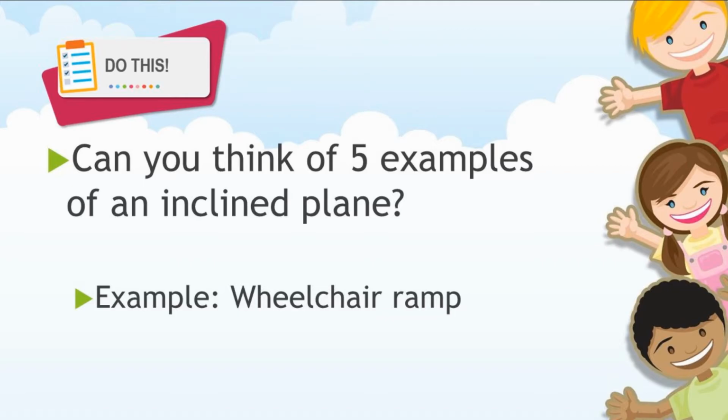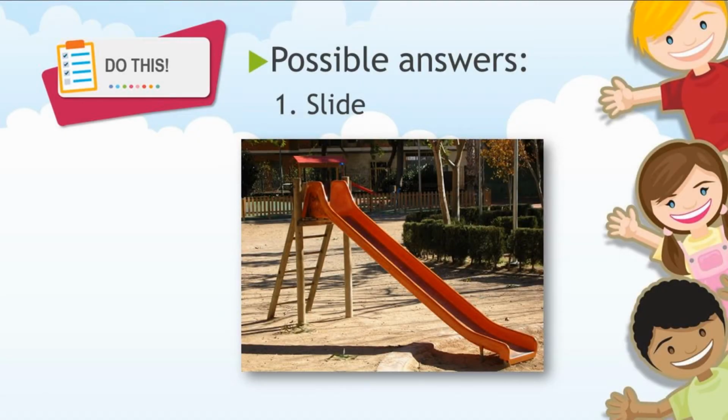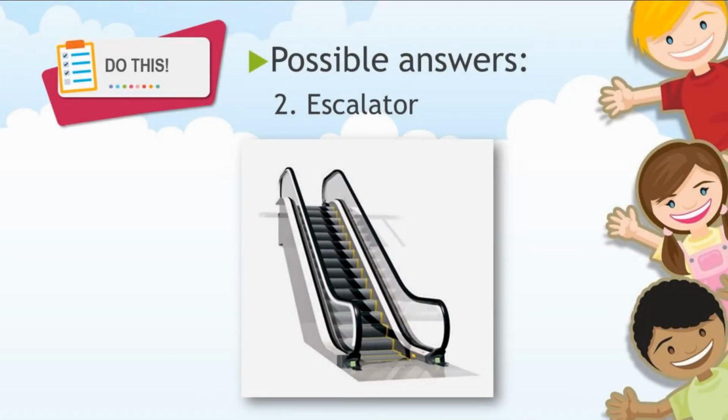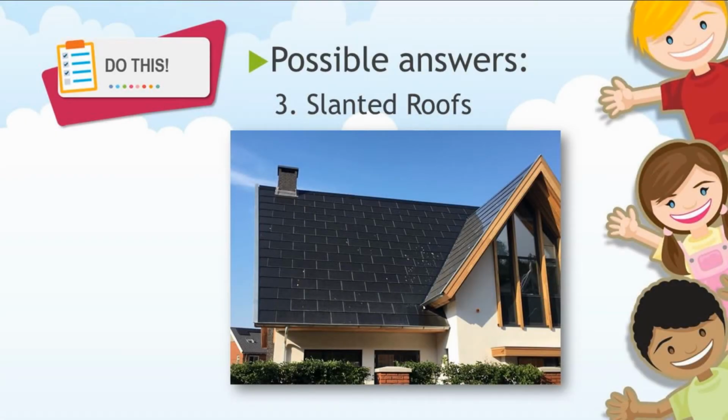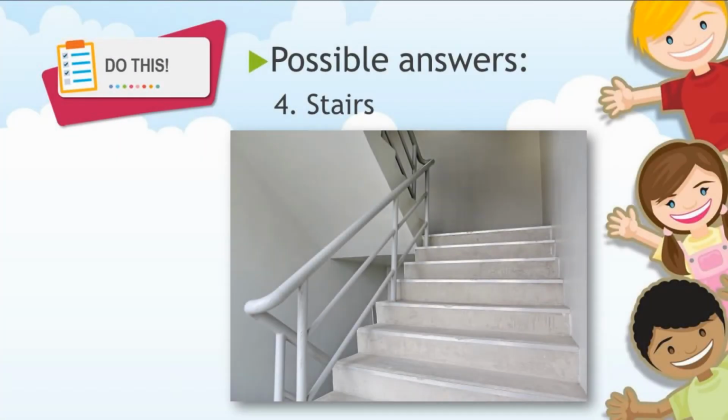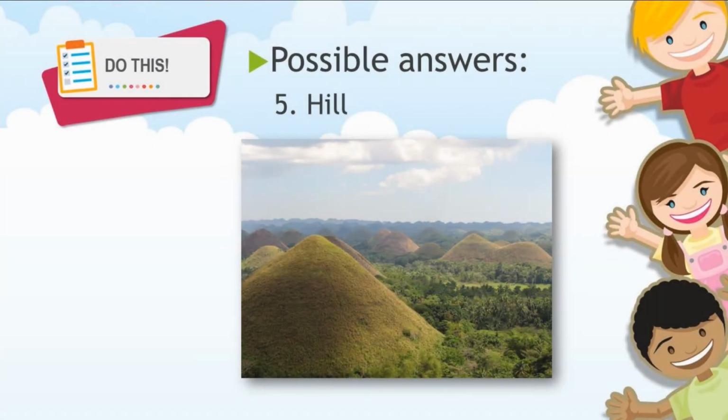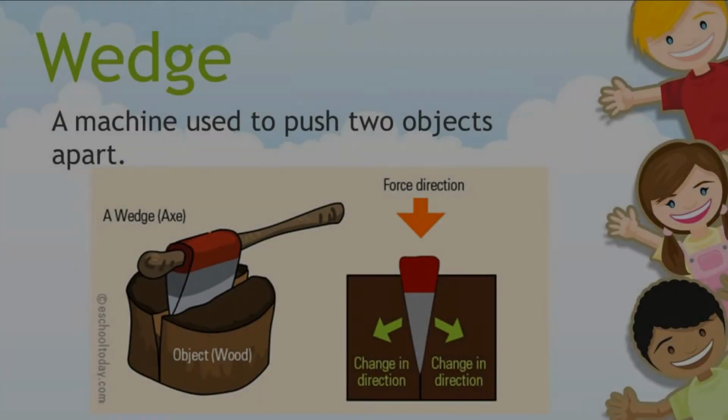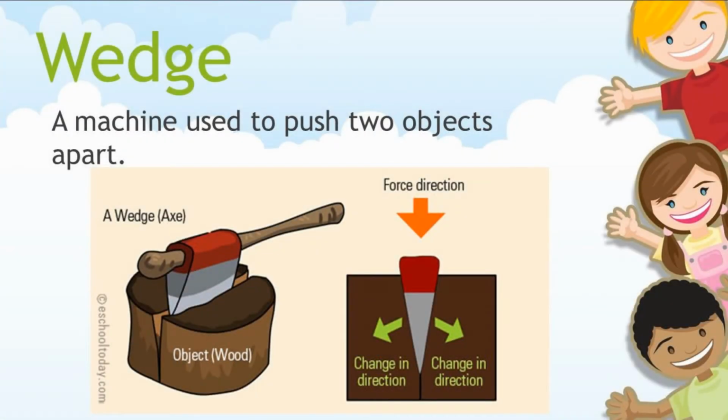Good job! Aside from your given examples, here are possible answers. Slide, escalator, slanted roofs, stairs, hill. The third type of simple machine is called wedge.